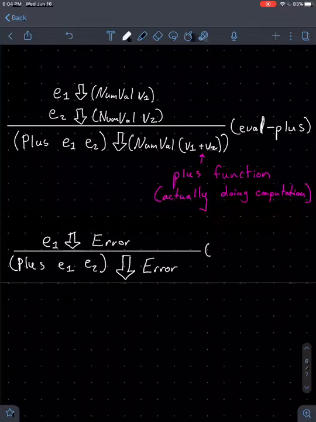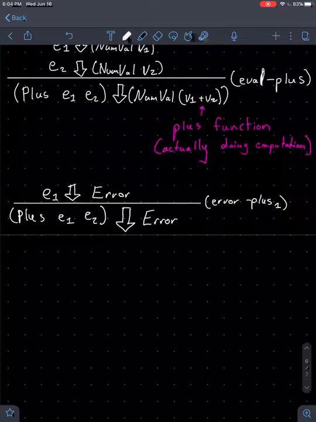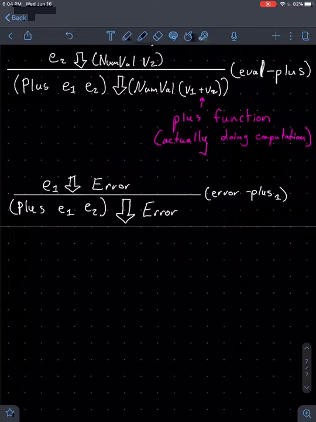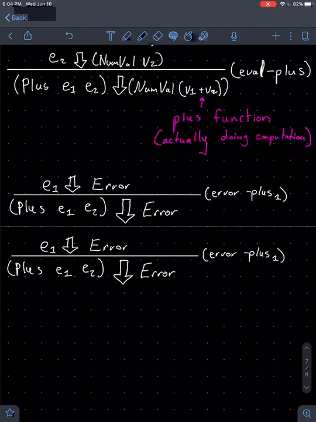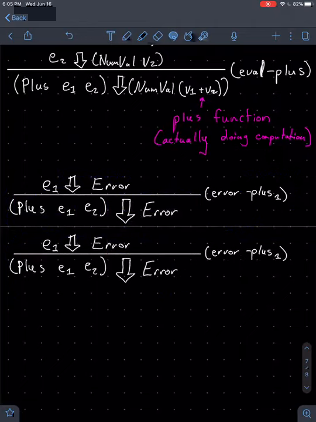We'll call this error plus 1. Okay. What happens if E2 doesn't evaluate to a number? So same thing here. If E2 doesn't evaluate to a number, I'll also get an error.